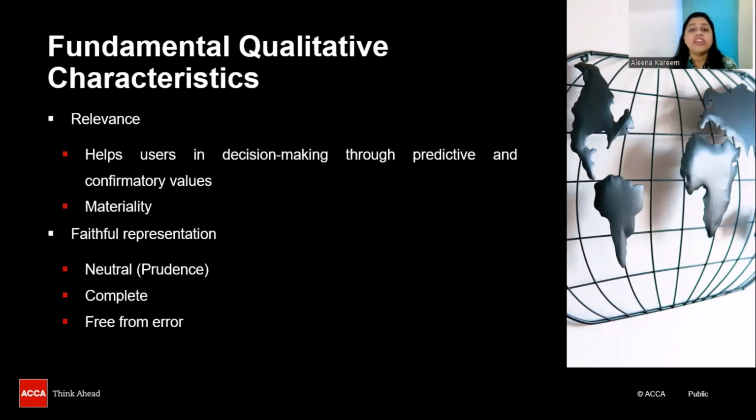Then we come to faithful representation. Again, the term itself, faithful representation, is showing that the financial statements should show what is actually happening in the business. And how can that be achieved?